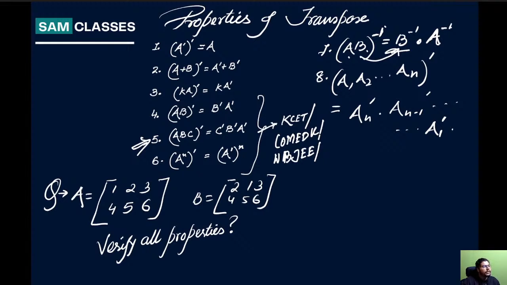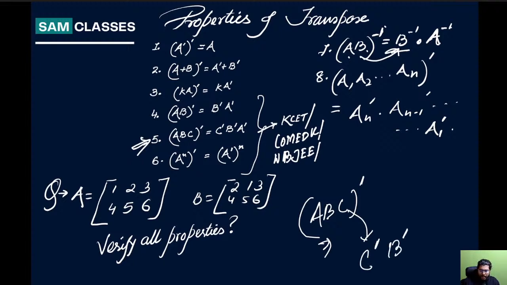Now, if they give you more than 3 or 4 elements, sometimes they have given for CET and COMEDK, they have given A, B, C whole transpose. So what are you going to do? The last one will come first. So first we'll have C transpose, then the next last, and then the first one. Clear everybody? Clear this part?